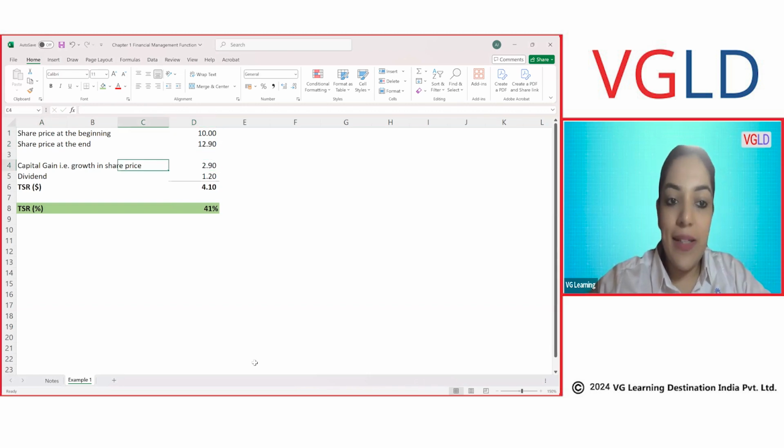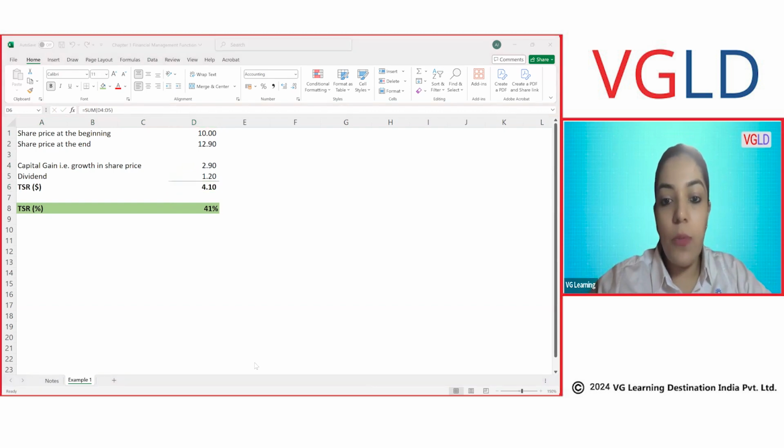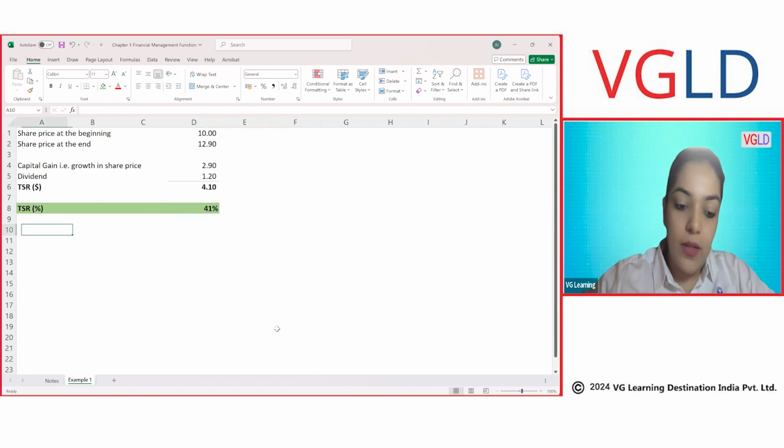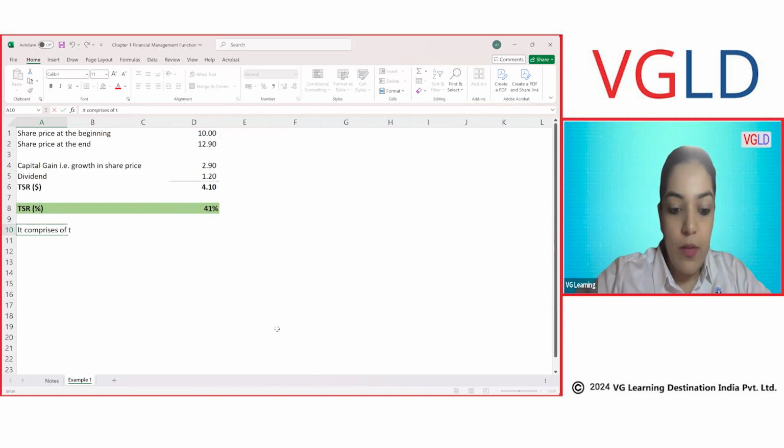That means there is a capital gain, as I was telling you. That is growth in share prices of 2.9. Dividend is 1.2. Total shareholder return in value terms is 4.1. Okay. So total shareholder return is 41%. It comprises two elements.